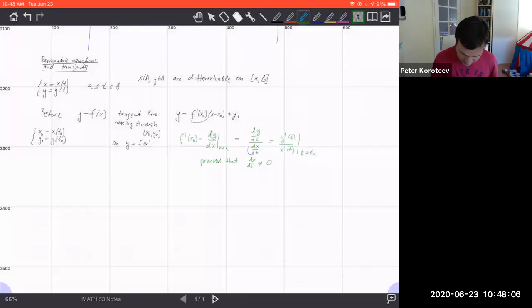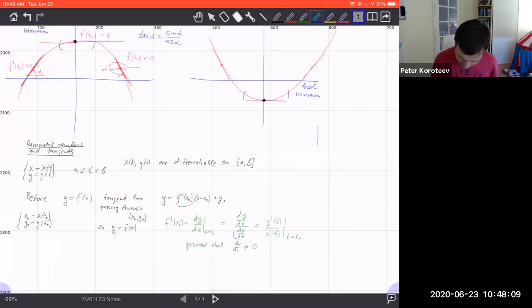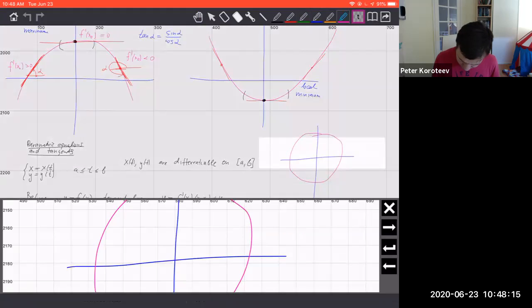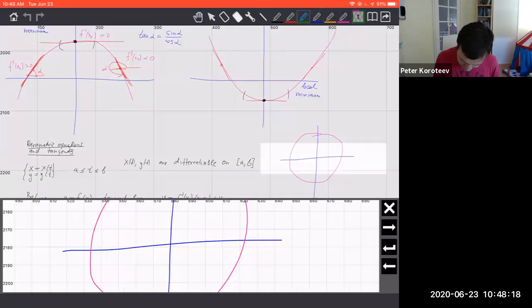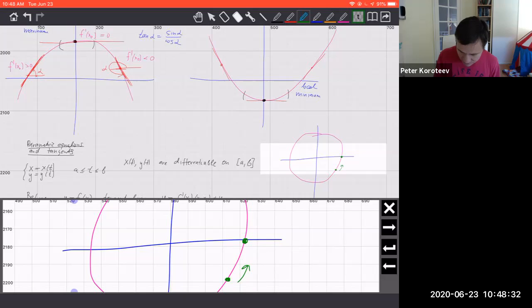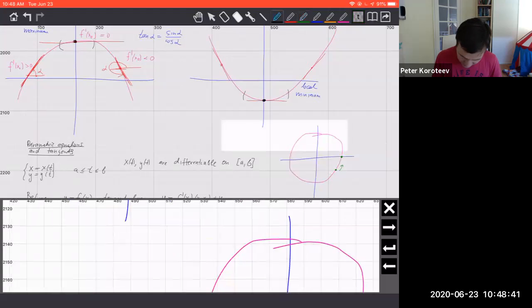So let's draw it. Probably the canonical example will be the circle. Say we're moving on the circle in this direction, and this point, which is (1, 0), is where we want to calculate the tangent. As we approach this point, the rate at which x changes becomes smaller and smaller. So the circle is x equals cosine t, y is equal to sine t.